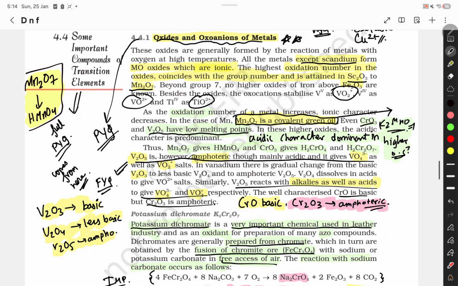From here, we can also notice that V2O5 and Cr2O3 have low melting points. Acidic character is predominant in higher oxides. Mn2O7, which is a covalent green oil, gives HMnO4. CrO3 gives H2CrO4 and H2Cr2O7. V2O5 is amphoteric, all right, and it gives VO4 3- as well as VO2+ salts. So for vanadium, there is a gradual change from the basic V2O3 to less basic V2O4 and amphoteric V2O5. V2O4 dissolves in acid to give VO2+ salts.